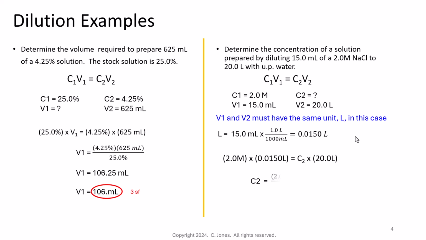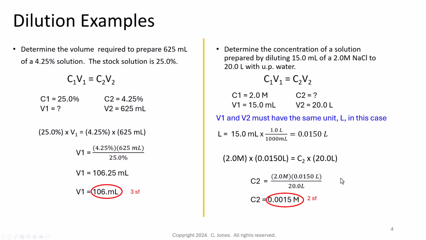So we divide both sides by 20 liters. And that leaves us with 2.0 molar times 0.0150 liters divided by 20 liters. We solve for that, and we get 0.0015 molar. And this is the correct answer. It's fine. We're limited to our 2 significant figures, because here we only have 2.0 molar.